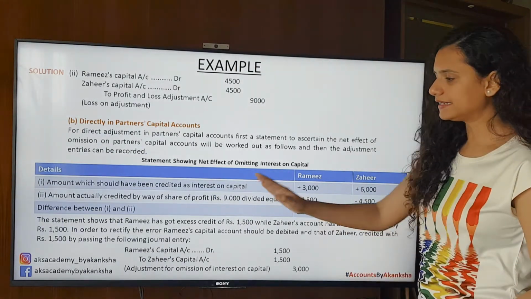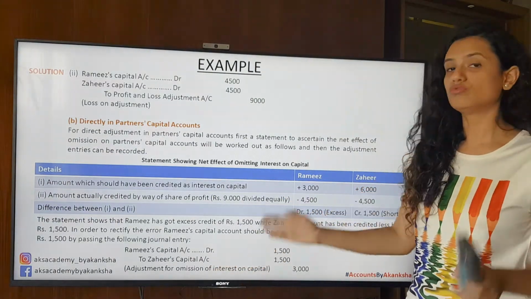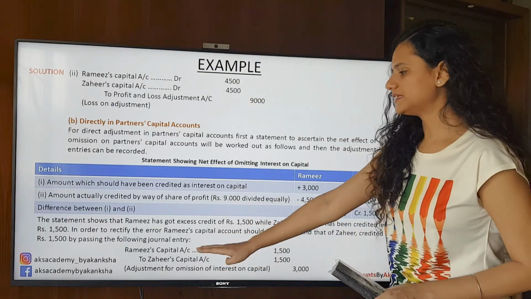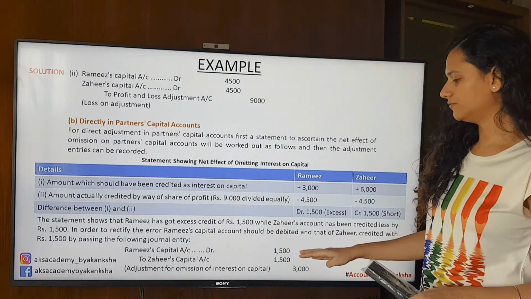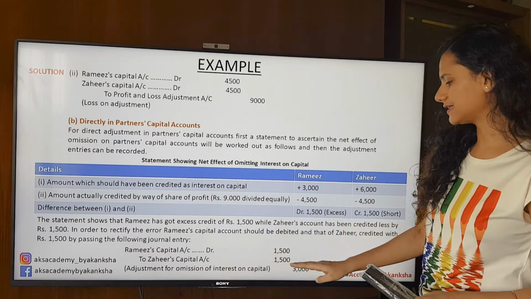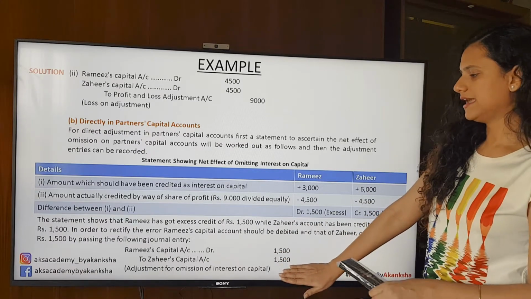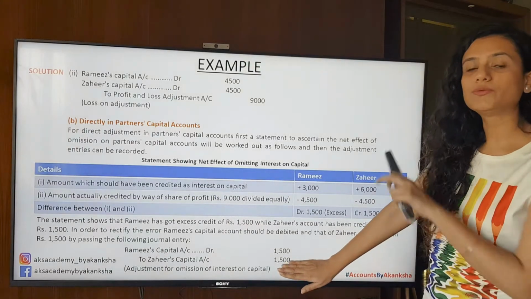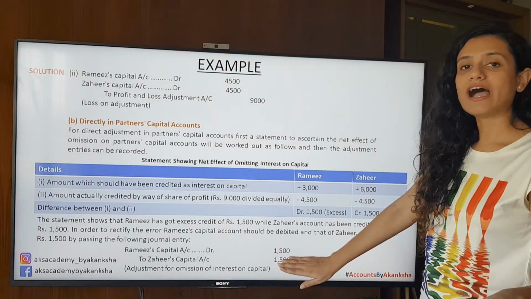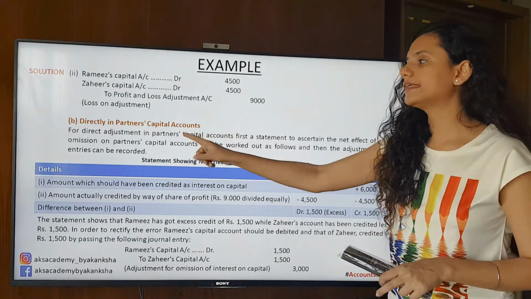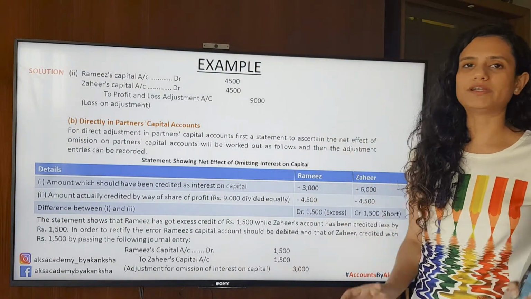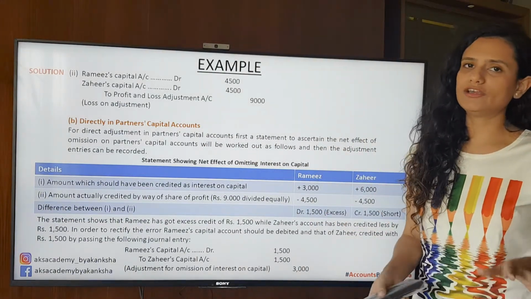So the entry then comes down to, through their capital accounts, Rameez's capital account debit 1,500 to Zahir's capital account 1,500. Please ignore this, and that is it. It will be tallied then. Why? Because we have taken directly in the partners' capital accounts. Did you all get it?